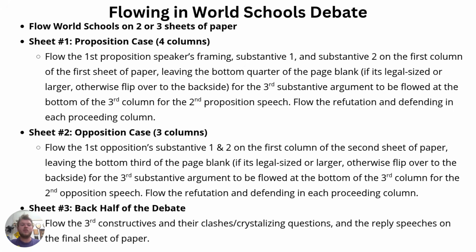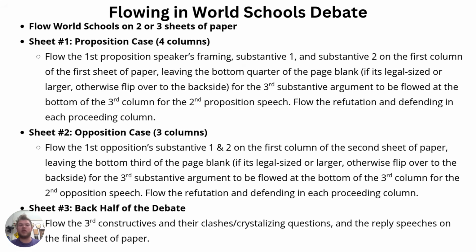The first sheet of paper should have 4 columns on it, and that is for the proposition team's case. So you'll flow the first proposition speaker's framework and their first 2 substantive arguments for their team on the first column of that sheet of paper, but you'll want to leave about a quarter of it at the bottom blank, or if it's not legal sized, or if it's not a huge piece of paper and there's not enough room for that, you could just flip over to the backside, because in world schools, you read a third new argument as part of a team's case in their second speech. So you want to leave enough room at the bottom of the flow that you can add that in their second speech.